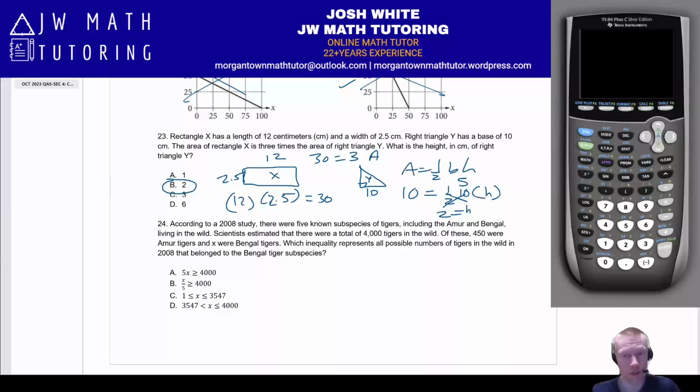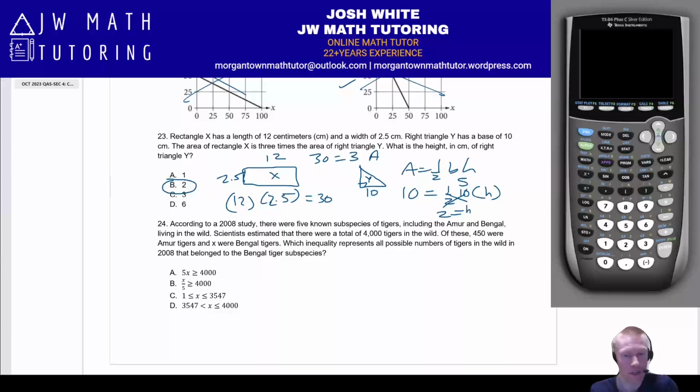Also, just to note, you could back solve this one as well. So once you figured out that the area of the rectangle is 30, you could then go to the answer choices and say for the triangle, okay, 1/2 times 10 times 1. Does that equal 10? Because you still do have to figure out that the area of the triangle is going to be 10, because the rectangle area is 3 times it. But you could plug them in and just figure it out that way rather than actually setting up and solving the equation. But it's really not that much different.